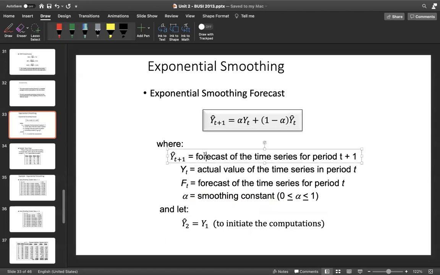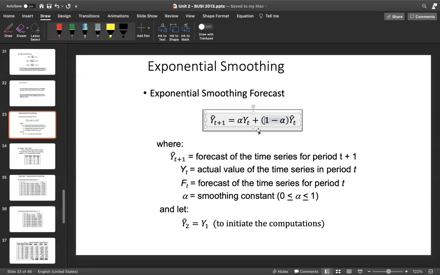Okay. So forecast of the time series for period t plus 1. So this means forecast of the time series for the period of t plus 1. We consider t plus 1 just to make everything easier, because we have the actual value of t in here. So actual value t, the forecast of t, and you have two factors in here. The factor here is alpha, and the factor of the other one is 1 minus alpha.